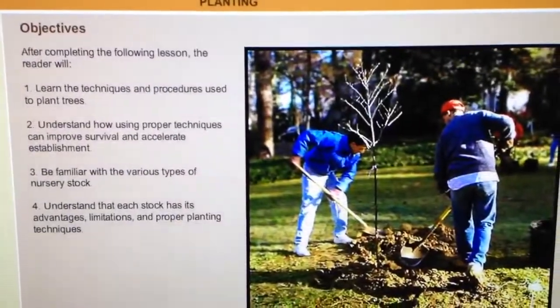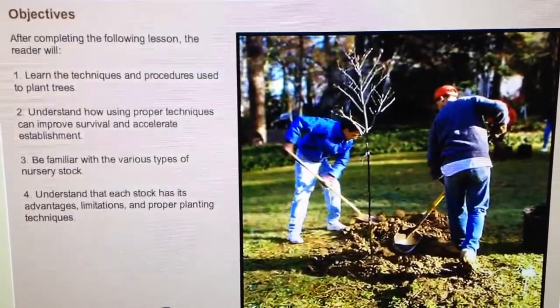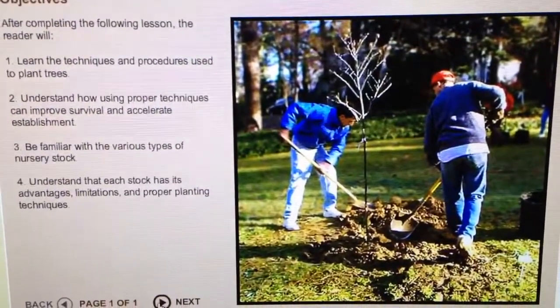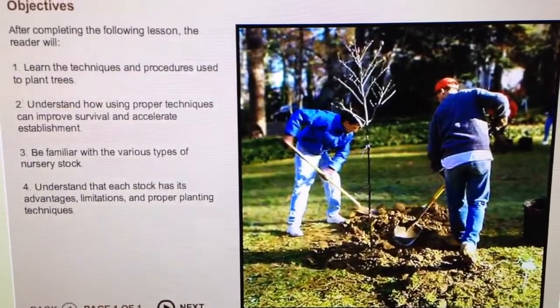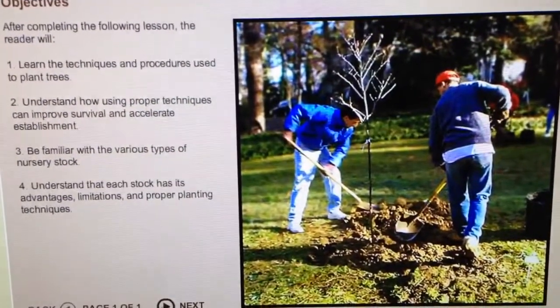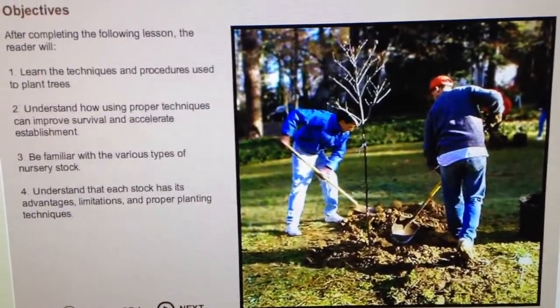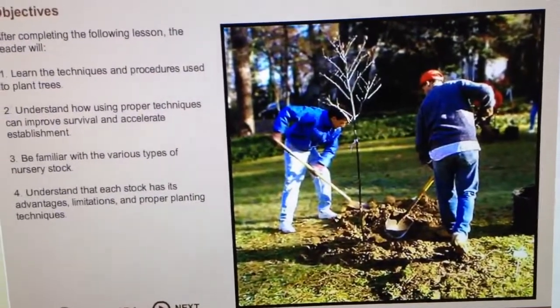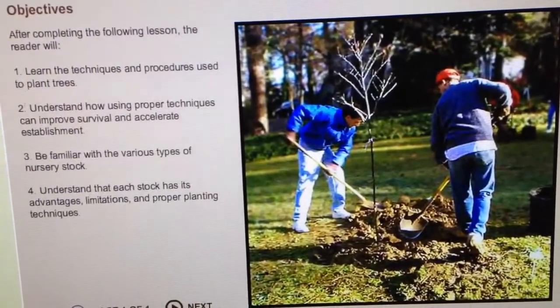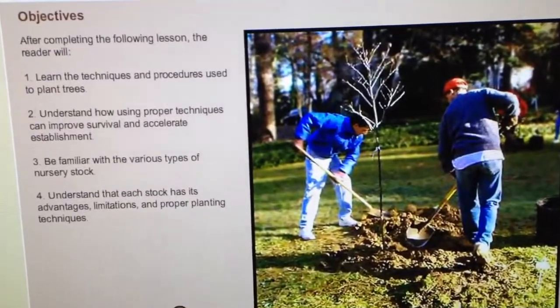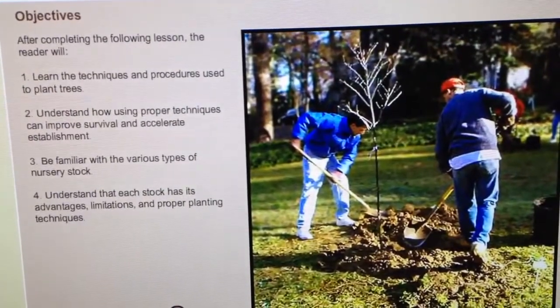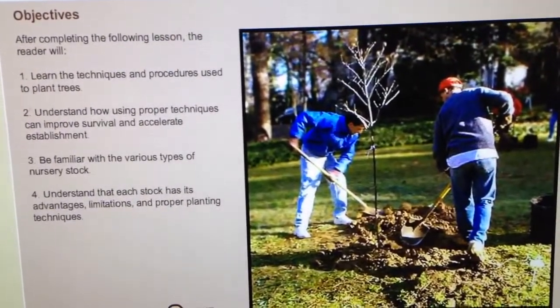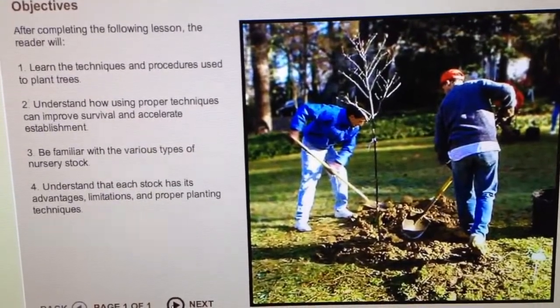After completing the following lesson, the reader will: 1. Learn the techniques and procedures used to plant trees. 2. Understand how using proper techniques can improve survival and accelerate establishment. 3. Be familiar with the various types of nursery stock. 4. Understand that each stock has its advantages, limitations, and proper planting techniques.